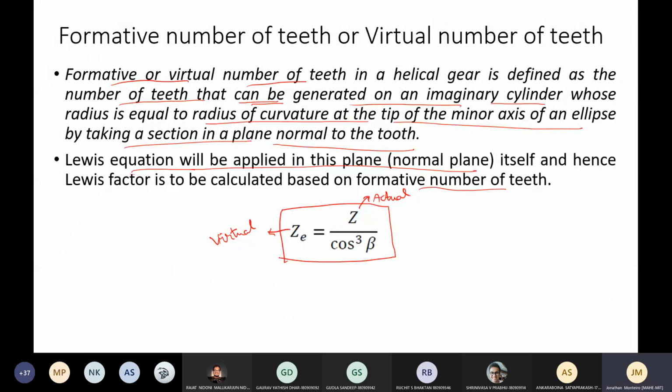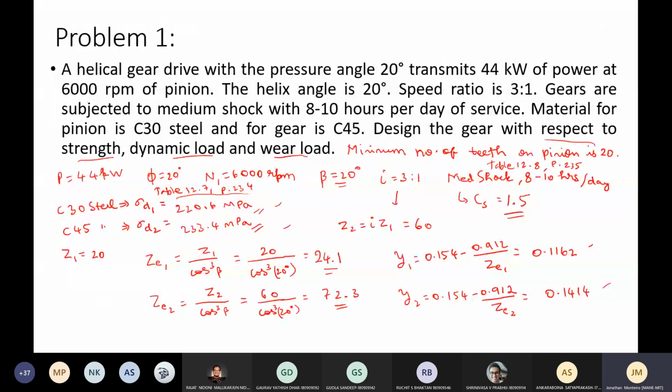Okay, what is the relationship? Zv is equal to Z by cos cube beta. So in this problem, as you can see, Z1 is 20, but Zv1 has already attained a value greater than that, and obviously Zv2 will also be much greater than that. Otherwise, actual number of teeth is only 60. It has gone to 72.3.